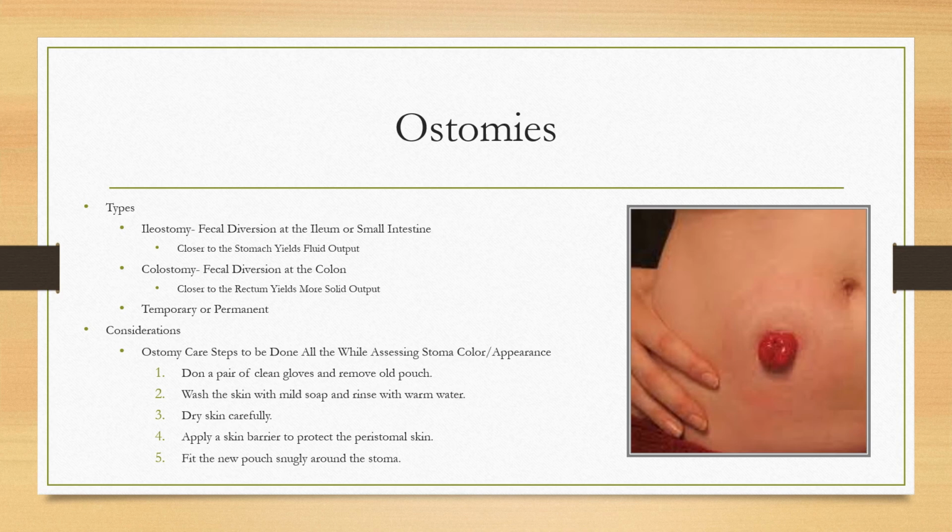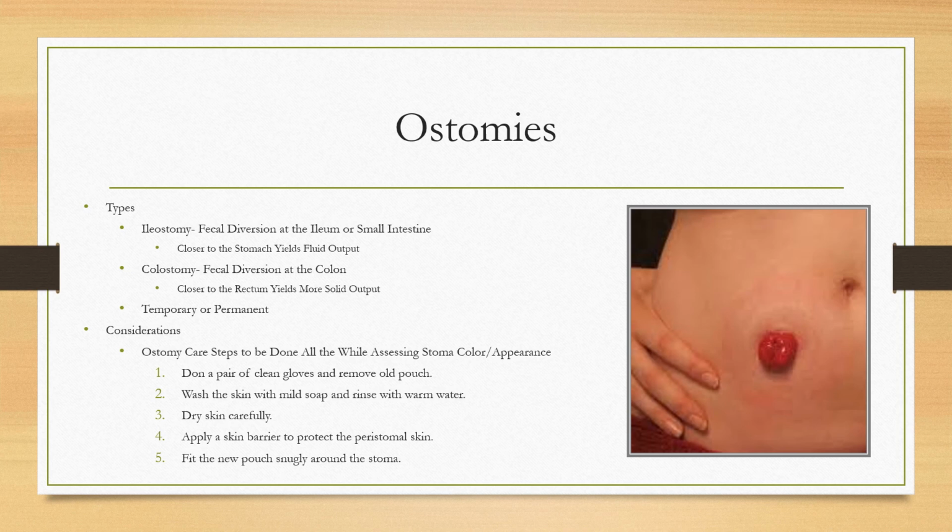Okay, compared to a colostomy, it just depends on which part of the colon was diverted to the abdominal wall. So if it's the ascending colon, well, not a lot of water absorption has been done, so it's going to be typically a bit more liquidy. If it's the descending colon, well, a lot of fluid absorption has occurred, so it's going to be closer to normal stool consistency. Okay.